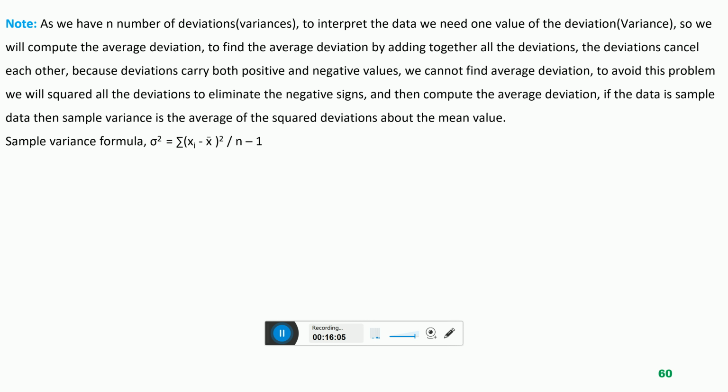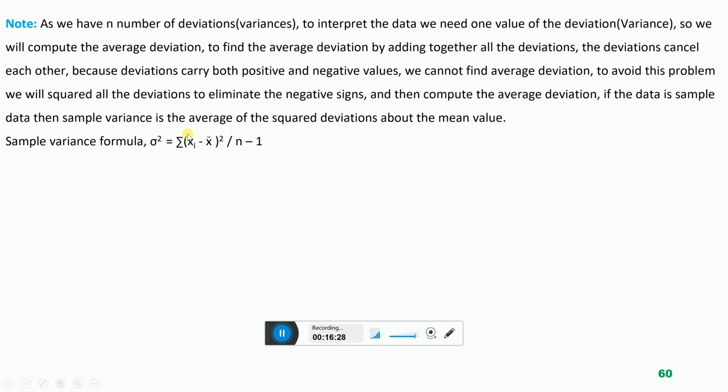So what to do? How to solve this problem? How to avoid this cancellation of positive and negative deviations? I will square all the deviations. When I square the deviations, I eliminate the negative signs. And when I square the deviations, I enlarge the deviations. I make the variances or the deviations bigger in size.